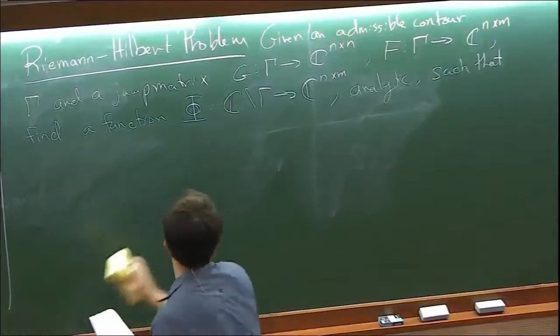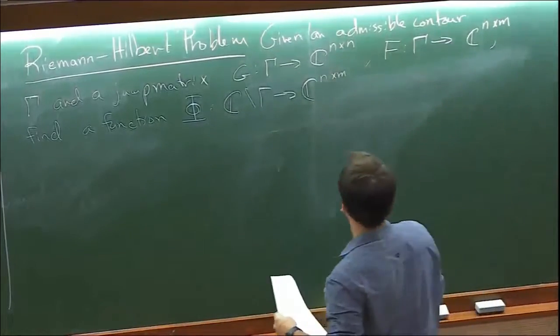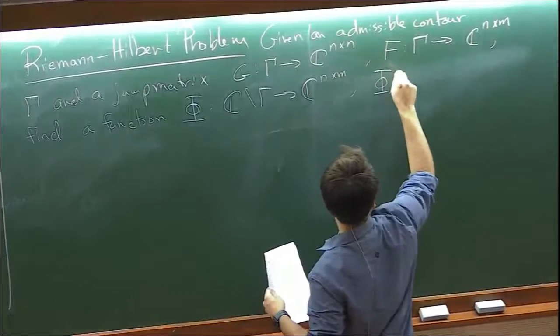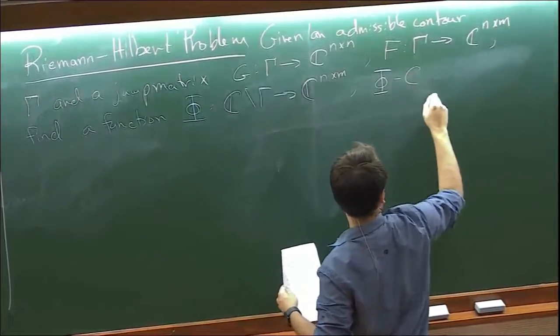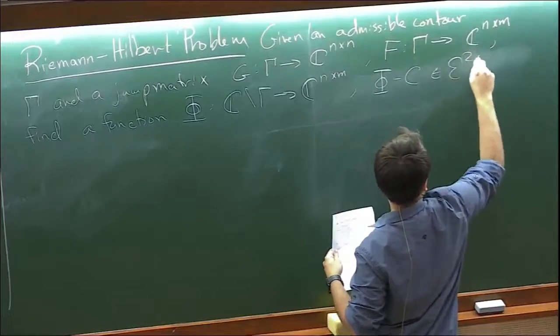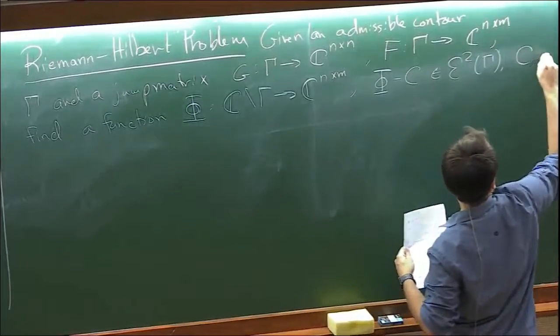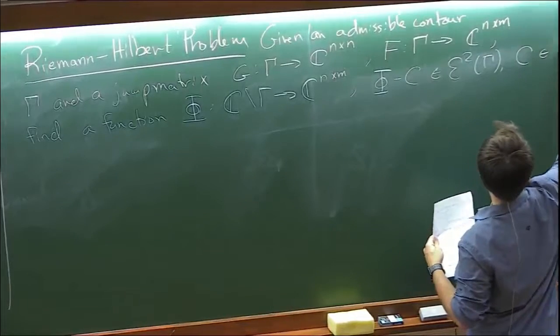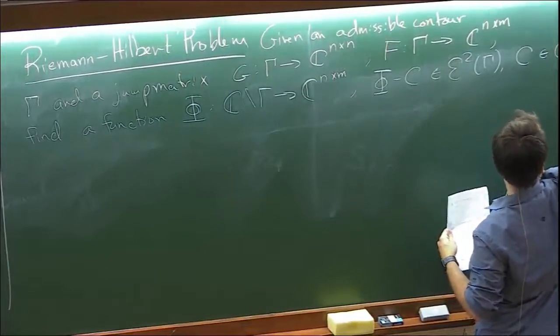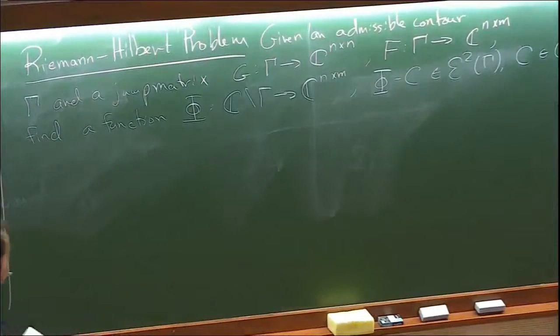Maybe I'll change the order from what I have in my notes. We'll say that phi minus some constant, I'll tell you what that is, is in the Hardy space. So I'm looking for a function phi that once I subtract off a constant is in the Hardy space. You should really think of the constant as being its behavior at infinity. When I write that, I mean component-wise.